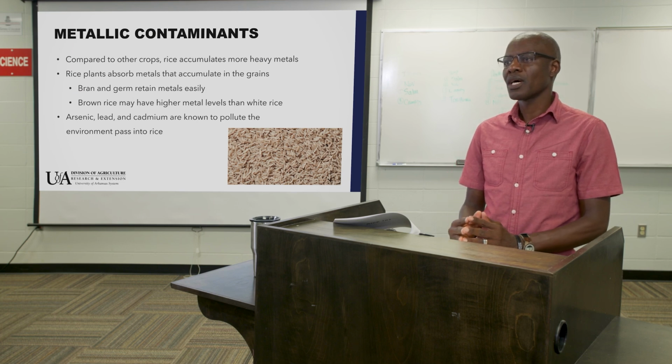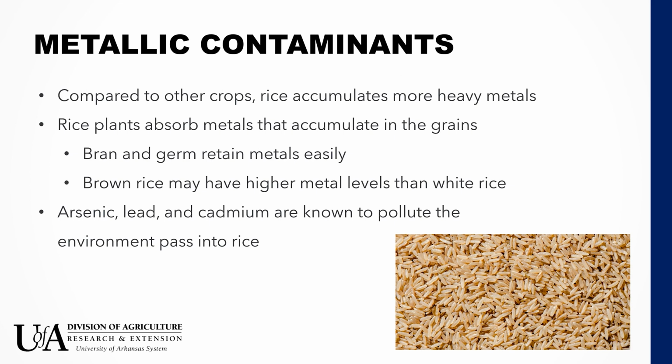Let's talk about some of the rice safety issues of chemical origin. Now, compared to other crops, rice accumulates a lot of heavy metals, and that's predominantly because of the way it is produced. Rice, unlike other commodities, is produced under flooded irrigation, and whenever that is done, there's potential of some of the minerals or heavy metals dissolving in the soil and becoming easily accessible for the plant to take into their systems. Now, rice absorbs metals that accumulate eventually in the grain.